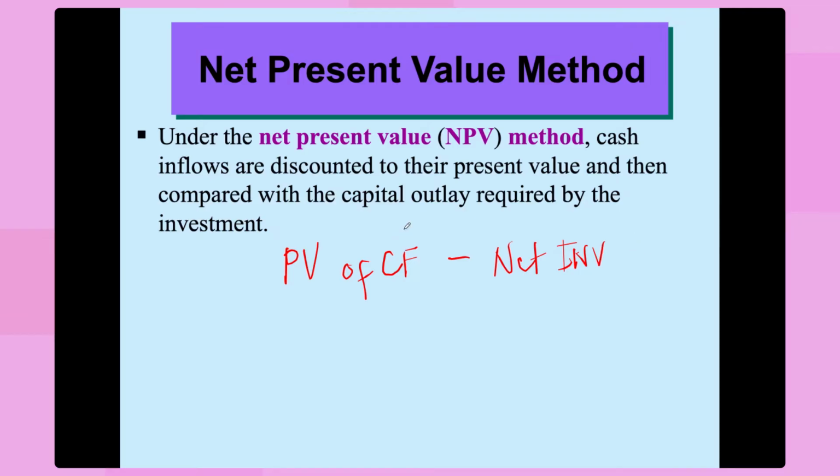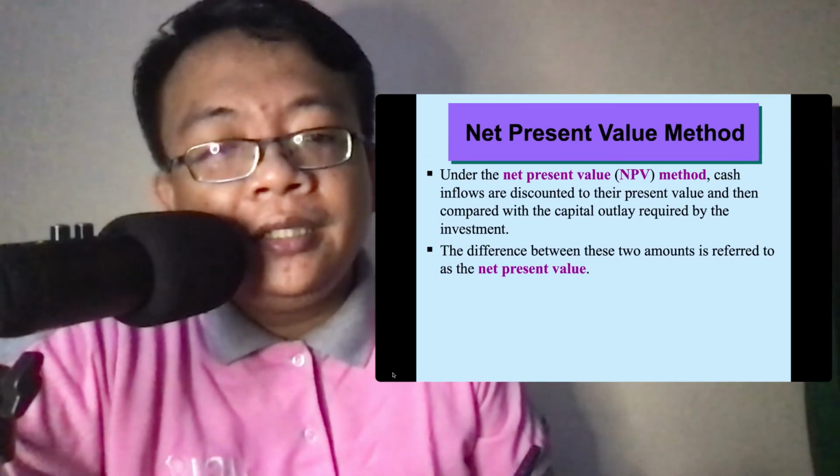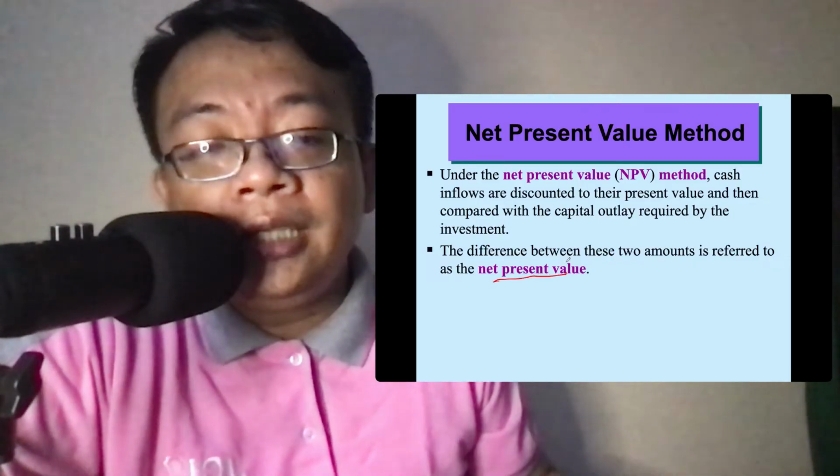Meaning, the cash flow here is computed as a present value, because it is the future cash flow. So the inflows are discounted to their present value, and then you compare this with the capital outlay. What is that known as? It is known as the net present value.